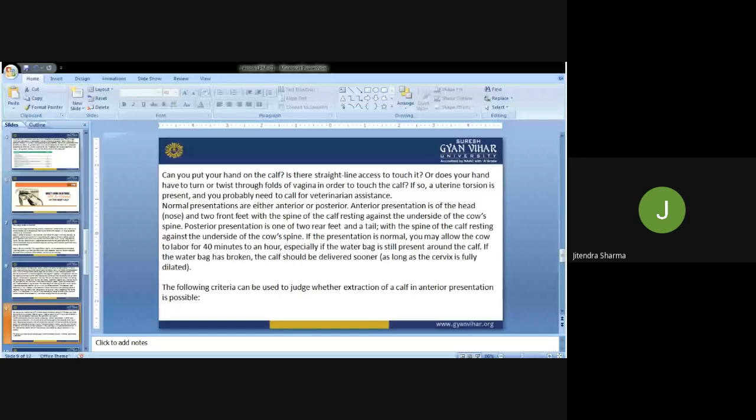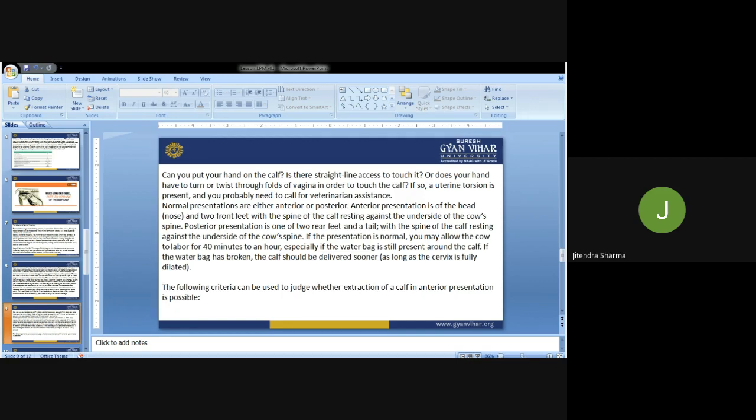Sometimes we will use the instruments which are required to bring out the fetus from the uterus. Normal presentation is either anterior or posterior. Anterior presentation is head, nose, and two front feet, with the spine of the calf resting against the underside of the cow's spine. Posterior position is the two rear feet and the tail, with the spine of the calf resting against the underside of the cow's spine.